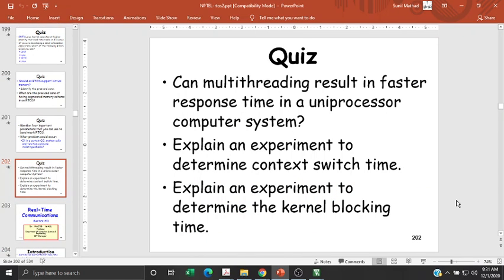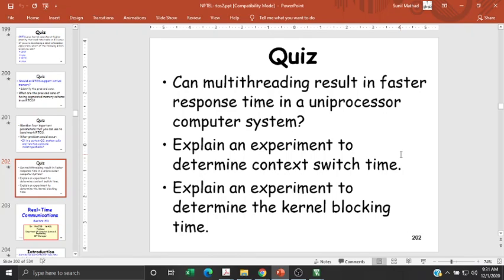So, can multi-threading result in a faster response time in a uniprocessor computer? We cannot comment for questions like this. It depends upon the applications. Concurrency is good, but how much concurrency is really achievable is a question mark with respect to particular applications, and hence it's a debatable issue. If there is support and there is a possibility, then yes, definitely it can be faster.